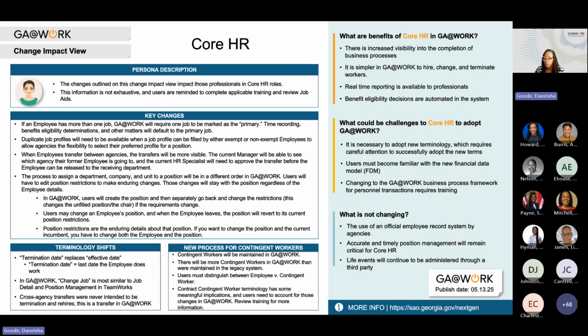So the training is essential, and we will have multiple versions of resources to utilize to be able to access so that you can quickly reference the steps. So there'll be job guides and other resources that you can tap into to make sure you execute things properly, including additional training focus groups as well. What's not changing is that even though there are updates, the fundamentals stay the same. Agencies will still use an official employee record, and accurate, timely position management still remains critical.